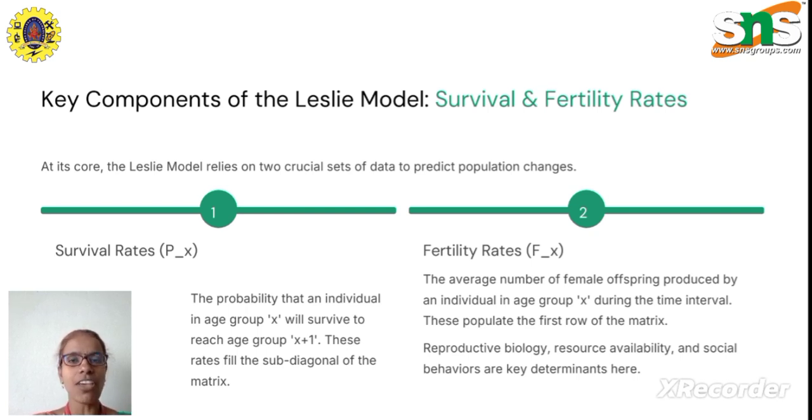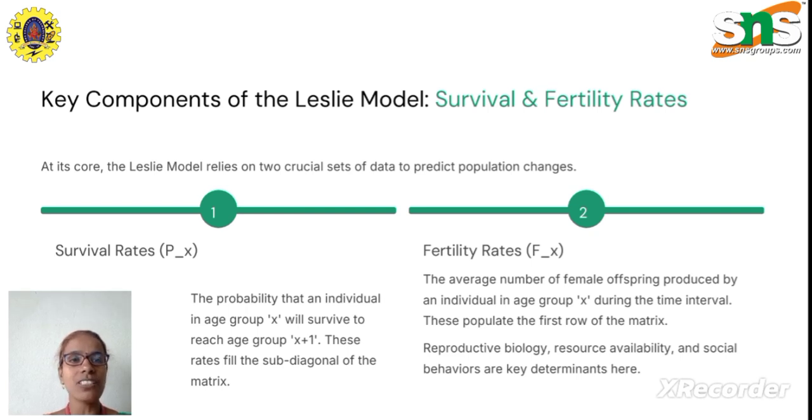Now the first thing we are going to see is the survival rate. It is the probability that an individual in age group, which we represent by x, will survive to reach age group x plus 1. These rates will fill the sub-diagonal of the matrix.